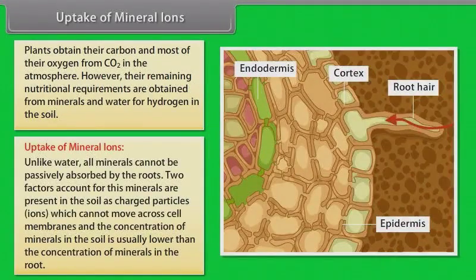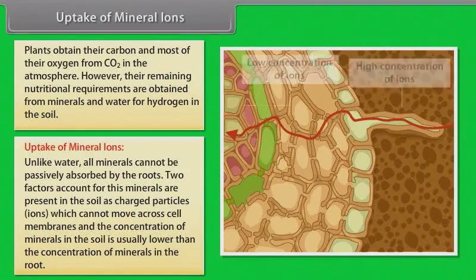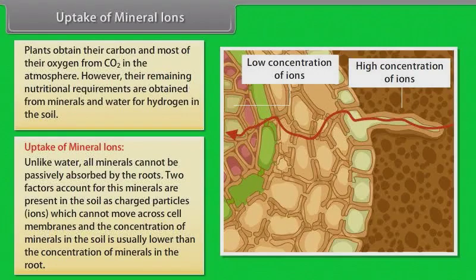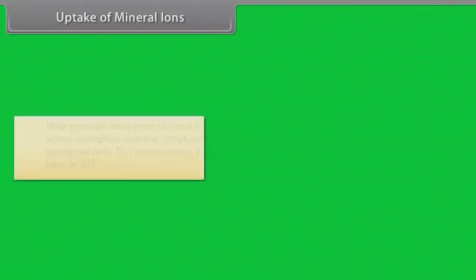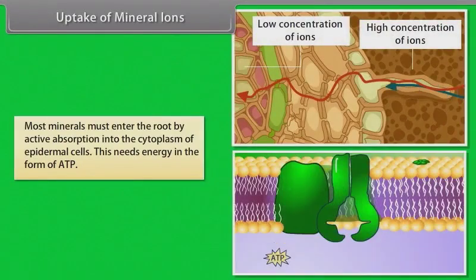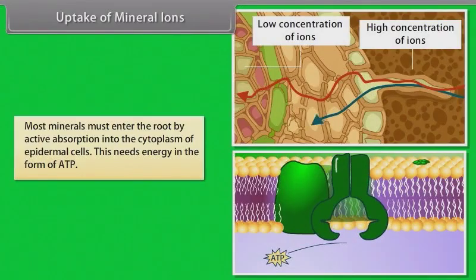Unlike water, all minerals cannot be passively absorbed by the roots. Two factors account for this. Minerals are present in the soil as charged particles or ions, which cannot move across cell membranes, and the concentration of minerals in the soil is usually lower than the concentration of minerals in the root. Therefore, most minerals must enter the root by active absorption into the cytoplasm of epidermal cells. This needs energy in the form of ATP.